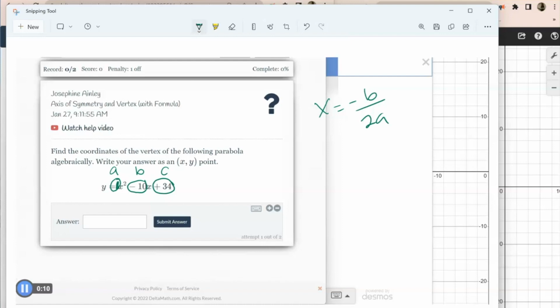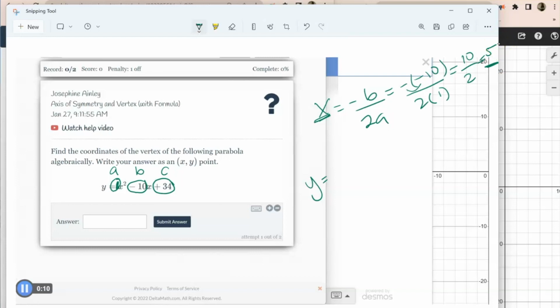Once you've labeled it a, b, c, you're literally just putting it in here. So you have negative, and then whatever b is, and b is negative 10, all over 2, and then whatever a is, positive 1. So that's going to be positive 10 over 2, which is going to give you 5. So the x value is equal to 5. So now you need to find the y value. To find the y value, all you're going to do is plug in everywhere you see x, you're going to plug in 5. So I'm going to write this equation out.